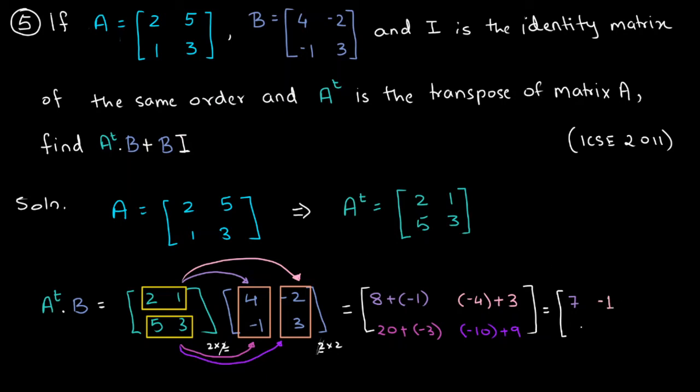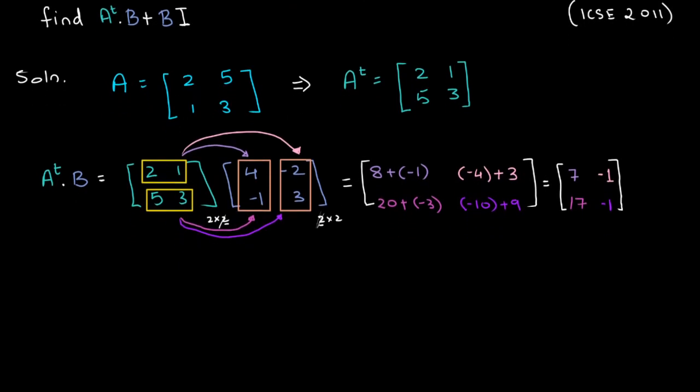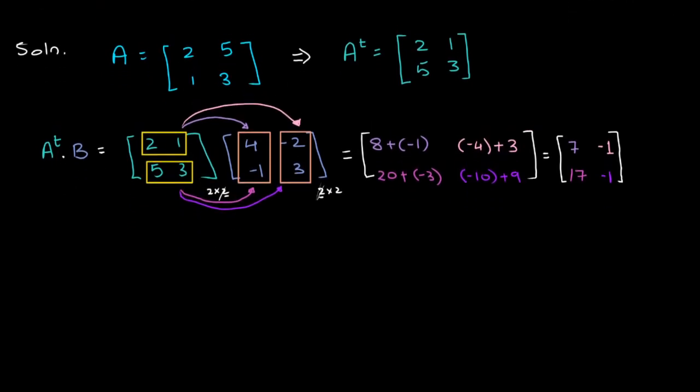20 plus minus 3, which is 20 minus 3 is 17. And minus 10 plus 9, which is 10 minus 1, yeah? So minus 1. Right, so this here is the value for A transpose into B. Next, I'll be trying to find the value of B into I. Yeah, so matrix B into matrix I is what we want to find next.